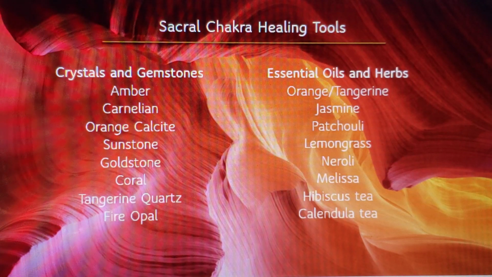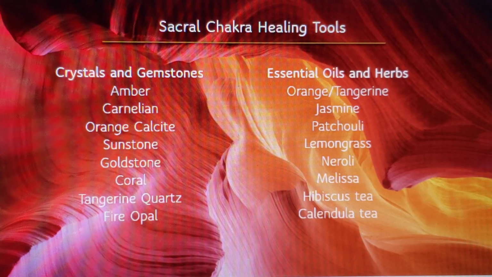Some of the sacral chakra healing tools that I like to use, of course, I love crystals and gemstones, and I love essential oils and herbs and teas. So most of the crystals and gemstones that you will use will be orange in color or yellow, like a golden color, or maybe even red. Amber, carnelian, orange calcite, sunstone, goldstone, coral, tangerine quartz, and fire opal, just to name a few, are some of the crystals and gemstones that you would use to help heal yourself, heal your sacral chakra, and kind of open it up and unblock it.